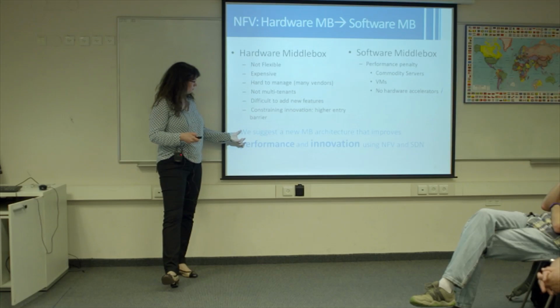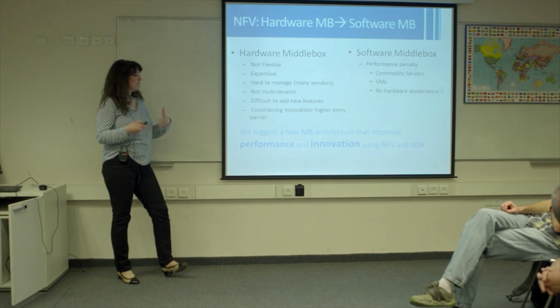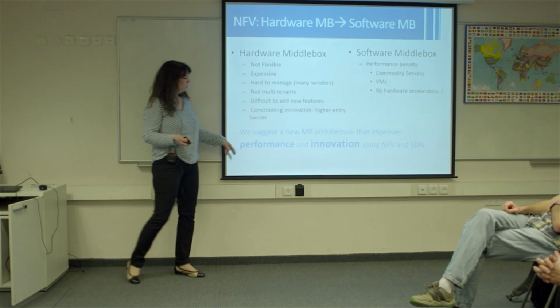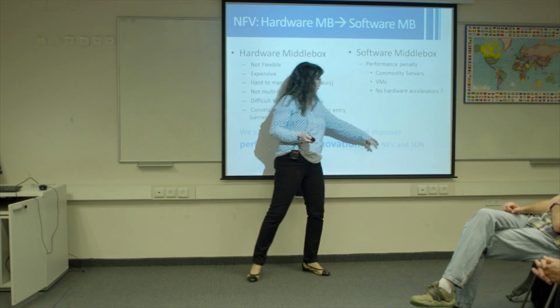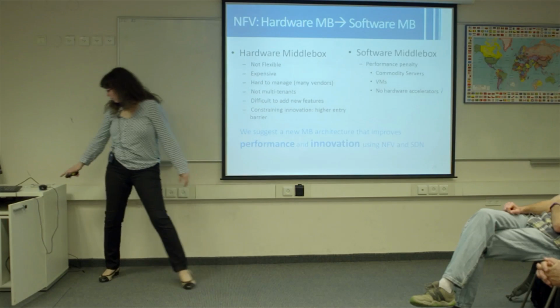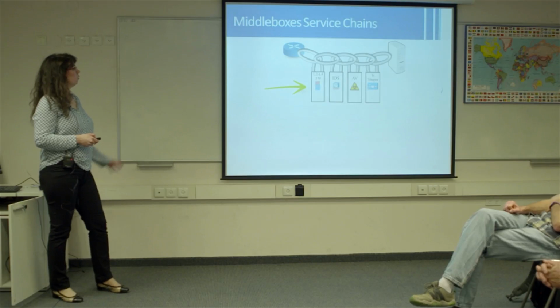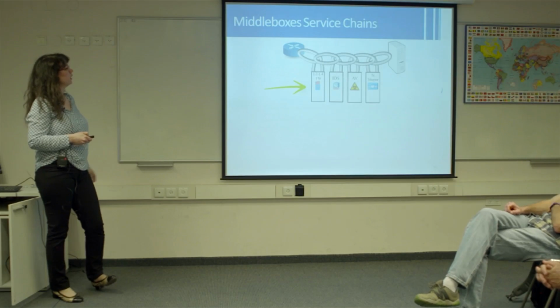So what we suggest is a new middle box architecture that improves performance and innovation using NFV and SDN. So we benefit from the two worlds.